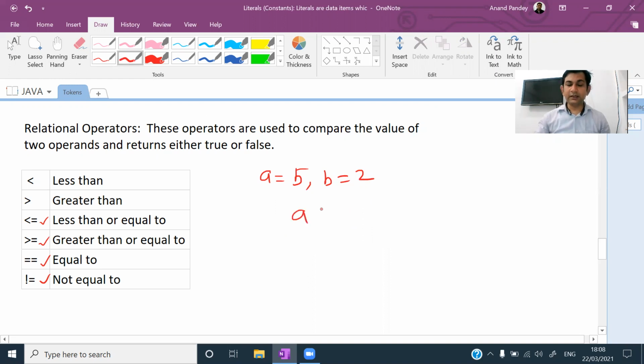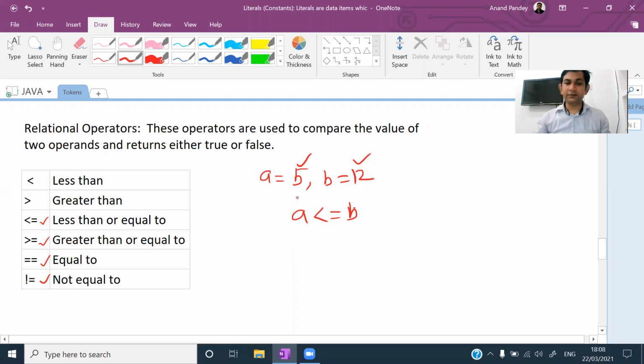Here, if I'm writing a is less than or equal to b, and consider the value of b I'm writing 12. A is 5 and b I'm taking as 12. So a is less than or equal to b. You can see the value of a is less than b, either less than or equal to. दोनों में से कोई भी होगा तो इसका रिजल्ट ट्रू आएगा.